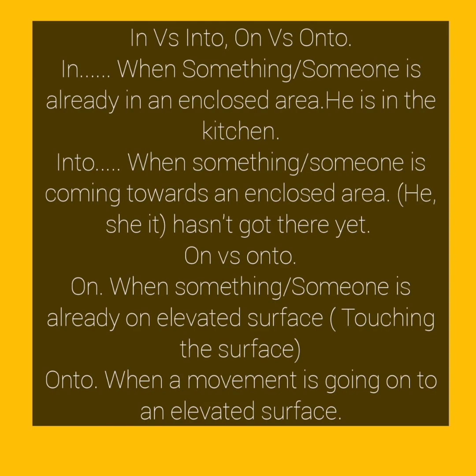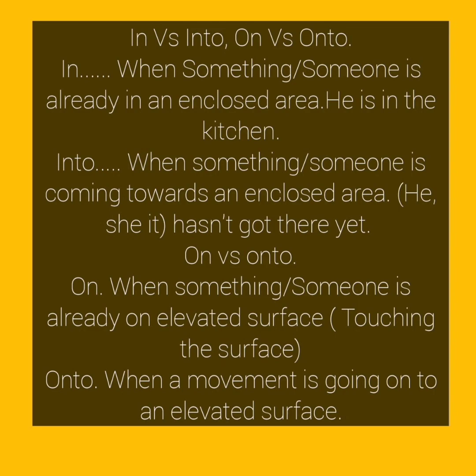Now we say the book is on the table. So a table is always an elevated place. It can be a highly elevated place, it can be just a little bit elevated place. So when something is touching the surface, we use on. But again, just like into, when a movement is going on towards an elevated place, we use onto.